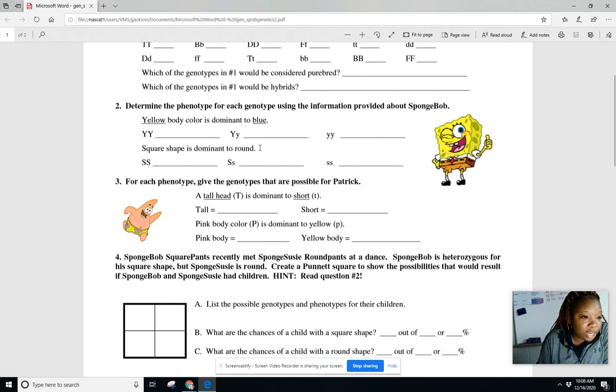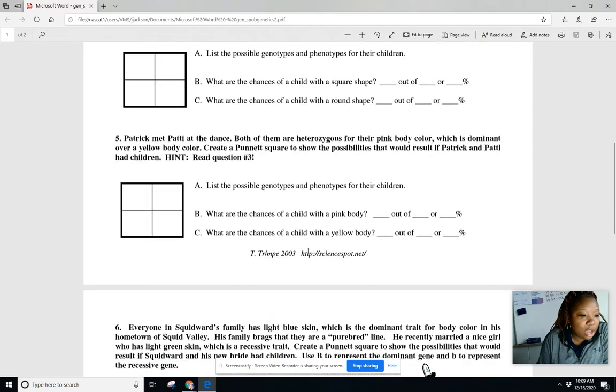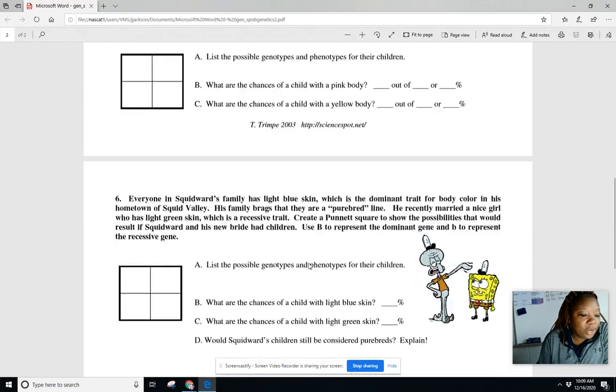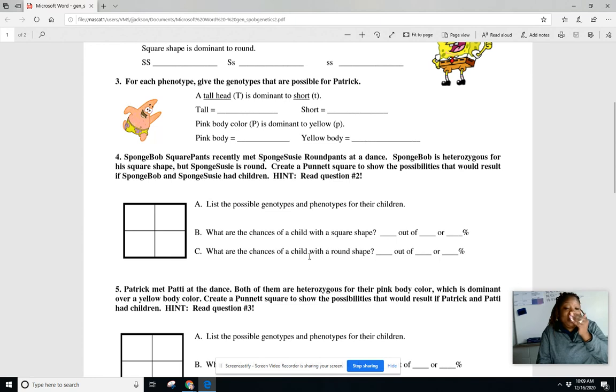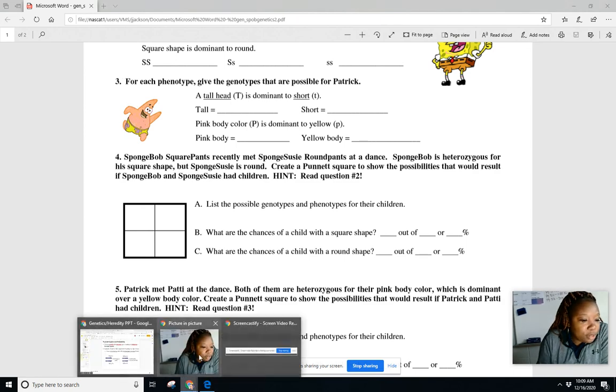the square shape to round shape by yourself, and I'm going to let you do the pink body color and yellow body color by yourself. All right, now we're going to move down to the Punnett squares. I'm just going to do one example for you. All right. I'm going to go back to my jam board.